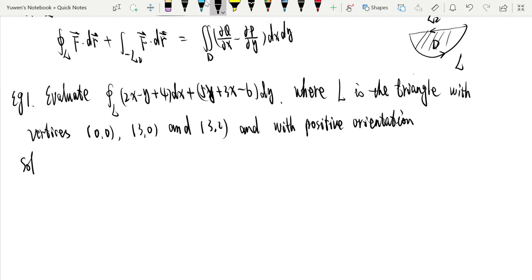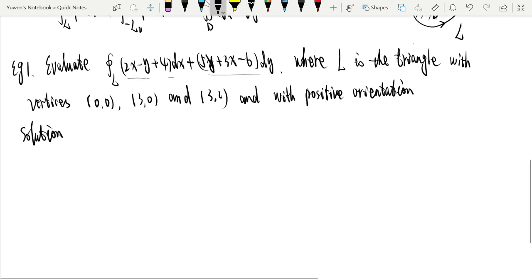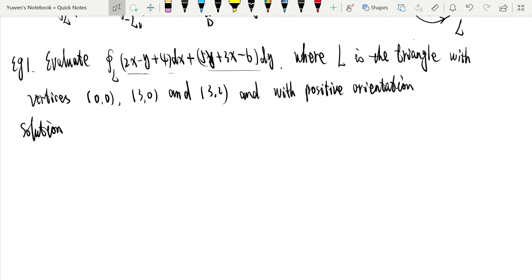Okay, the solution is: first we know that P(x,y) and Q(x,y) are polynomials. Polynomials are always smooth, that is continuous and with infinite-order derivatives, so they have no singularities on the whole plane. And L is closed, so we can use Green's theorem directly.